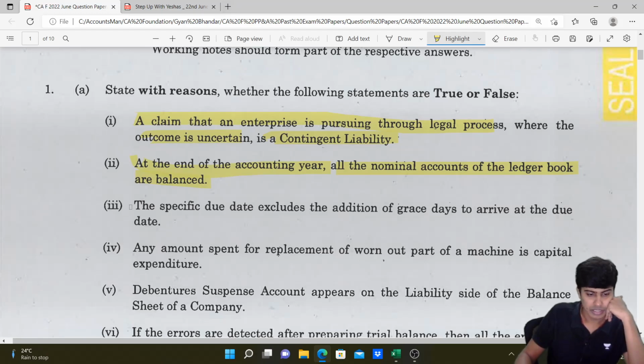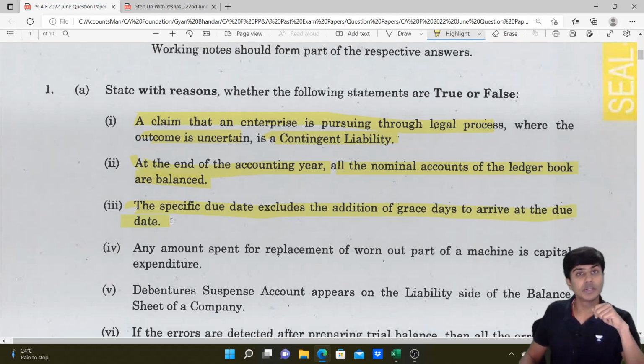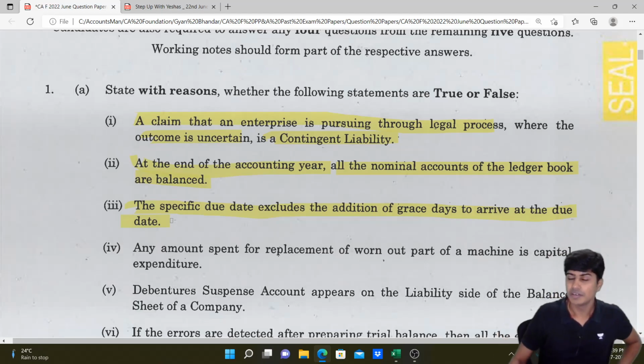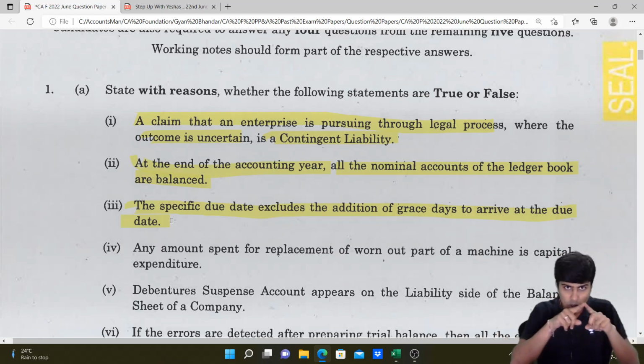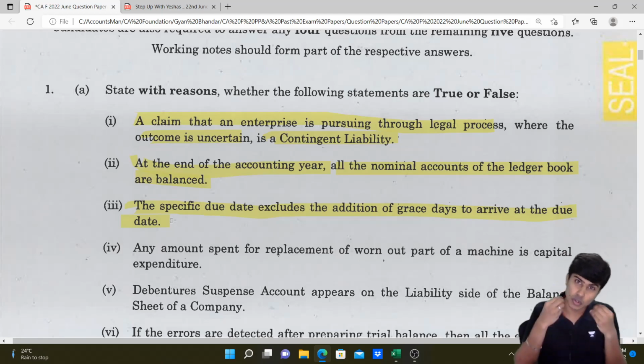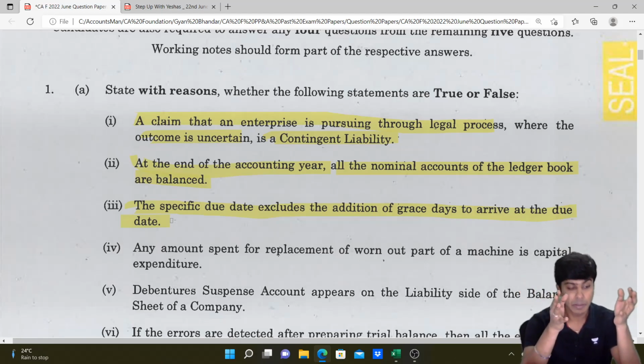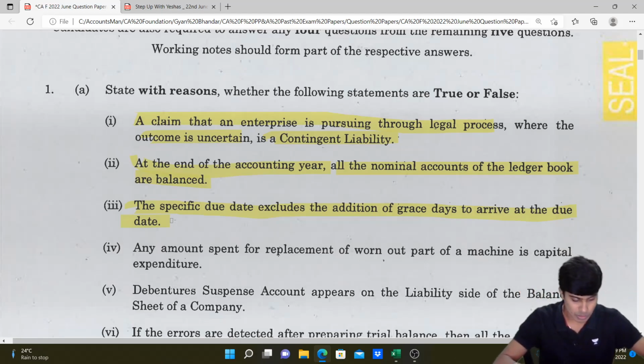Oh, got it. The specific due date excludes the addition of grace days to arrive at the due date. This is from Chapter 6, Unit 1, Bills of Exchange. In bills of exchange we discussed that I classified the bills into two categories: bills with a specific date and bills with a specific period. You can go back and watch our marathon revision also. I can put a snippet if you want.